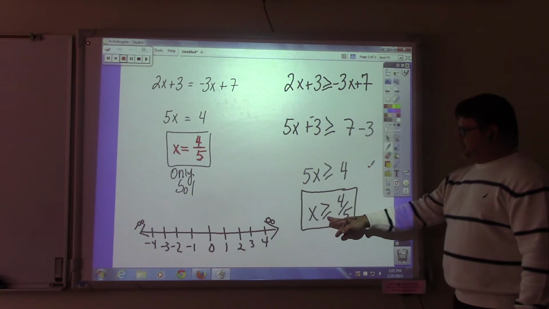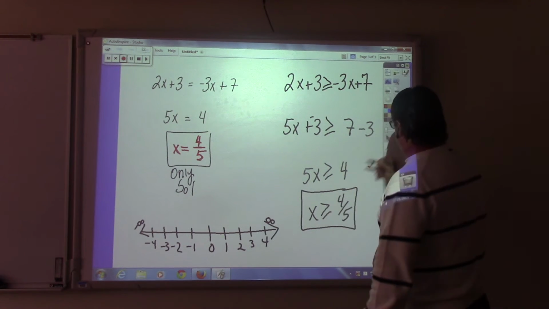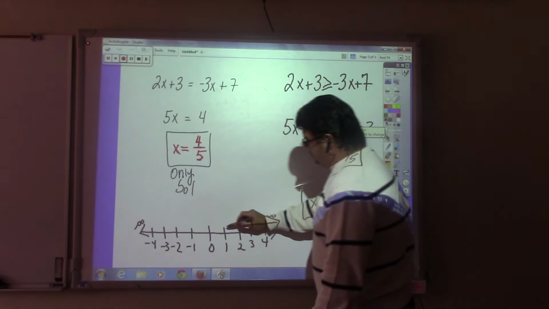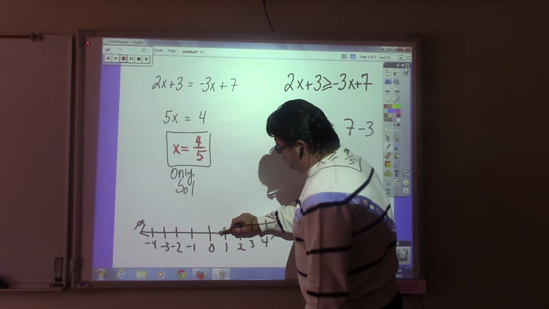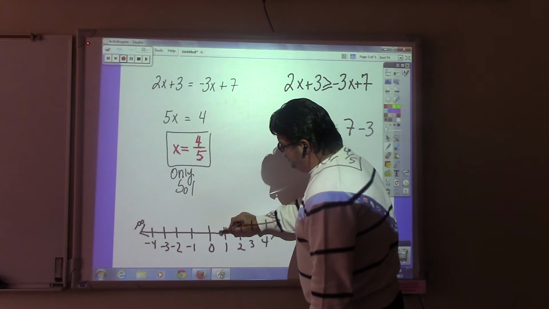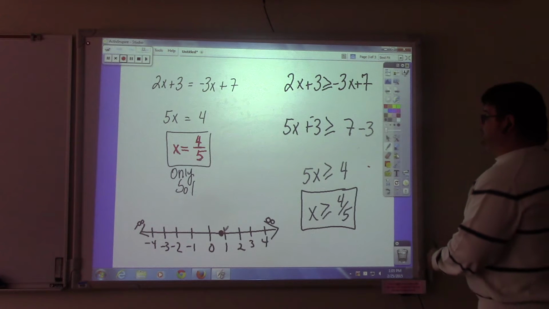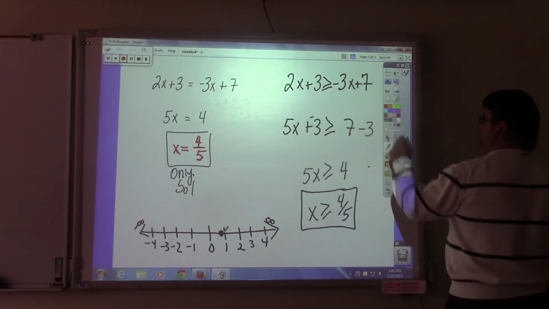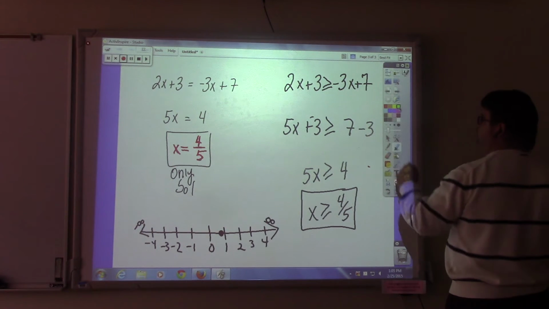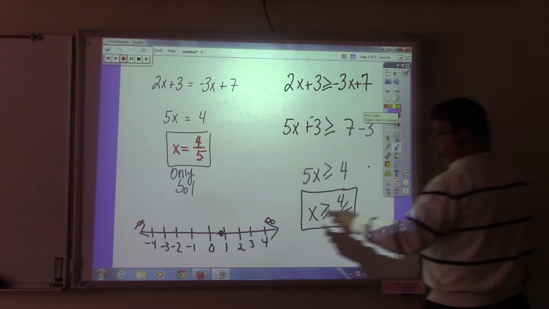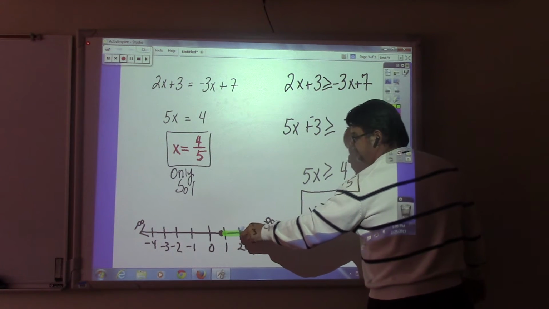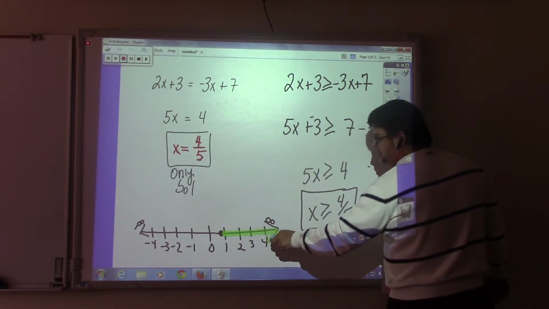So it's above or equal to, so I got to put a closed circle, or a bracket if you wanted to. Brackets are usually used with the notation. And then what numbers are greater than 4/5? To the right or to the left? To the right. So you shade these numbers.